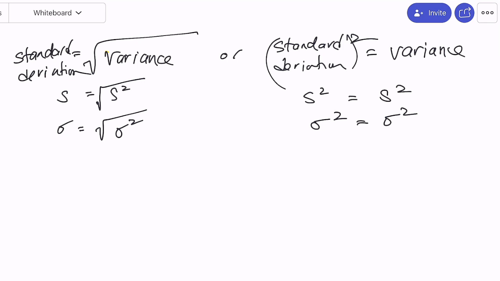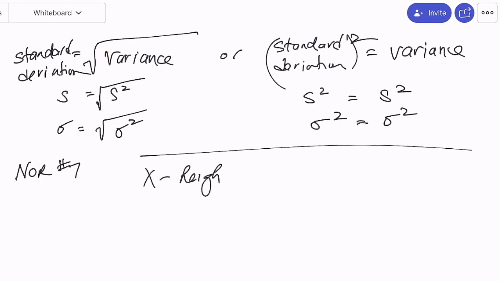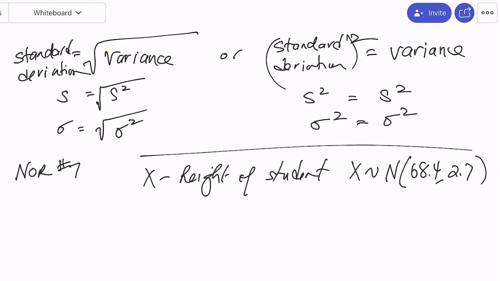Okay, so now we're going to do homework number 7. The question is NOR 7. I'm going to transcribe the important information. The heights of students at a college are normally distributed, so X is the height of students, and X is normally distributed with a mean of 68.4 and a standard deviation of 2.7 in inches.